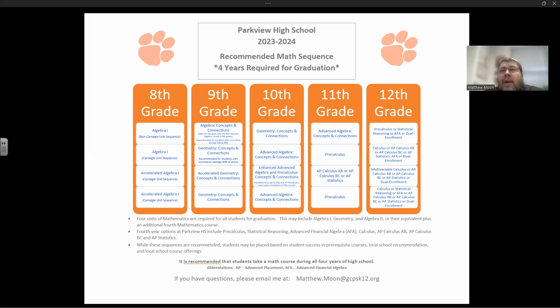Now, if you are a current 9th, 10th, or 11th grader at Parkview, then your sequence transition is going to be much easier. If you're currently taking Algebra 1, you will move on to the new Geometry Concepts and Connections course. If you are currently in Geometry, you will move on to Advanced Algebra Concepts and Connections, which is the new Algebra 2 course. And if you're currently in Algebra 2, you will move on to the new Pre-Calculus course. So the names have changed, but the flow for those courses has pretty much stayed the same. So you will continue on your pathway where you are.